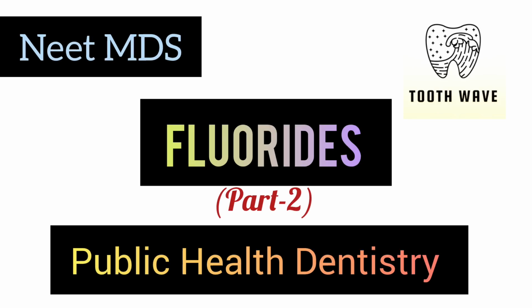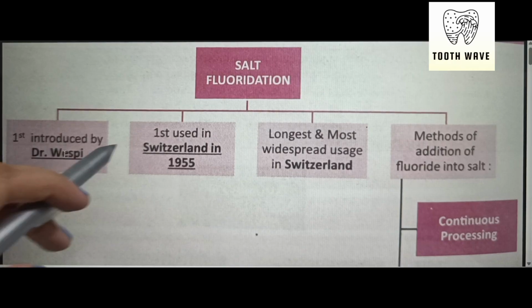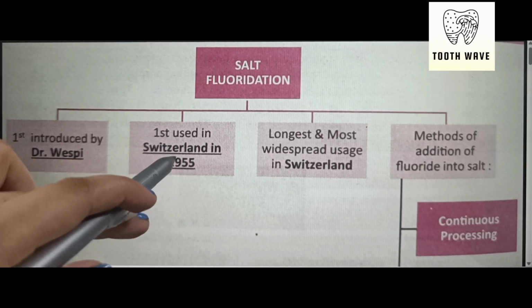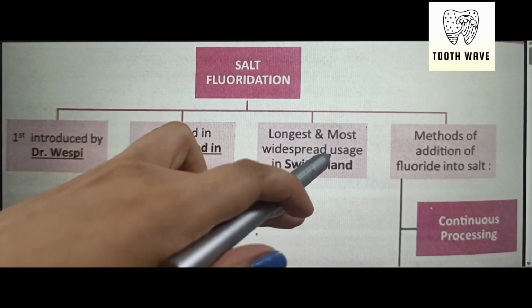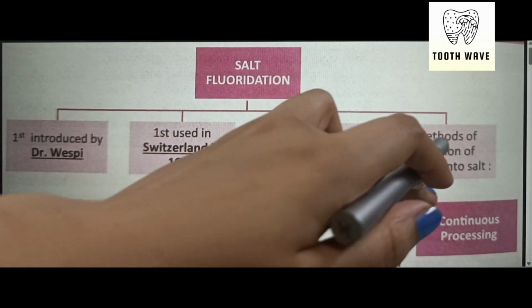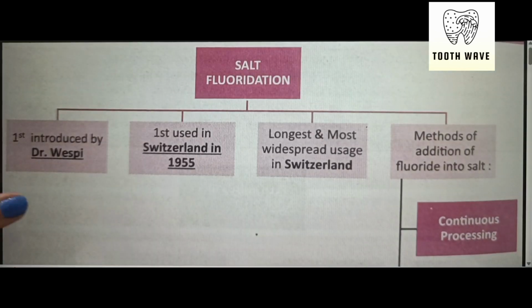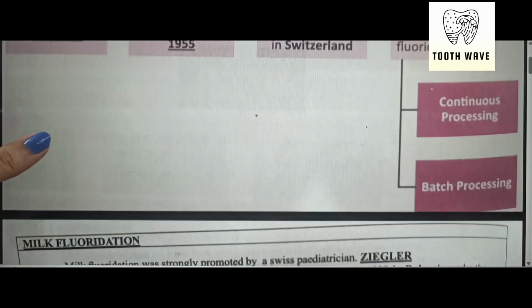Today let's continue part 2 of the topic fluorides in public health dentistry in perspective of NEET-MDS. So let's begin. Salt fluoridation. Salt fluoridation was first introduced by Dr. Wespi, first used in Switzerland in 1955. It had the longest and most widespread use in Switzerland. Methods of addition of fluoride into salt are continuous processing and batch processing.